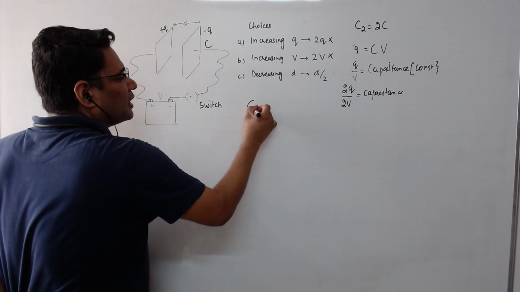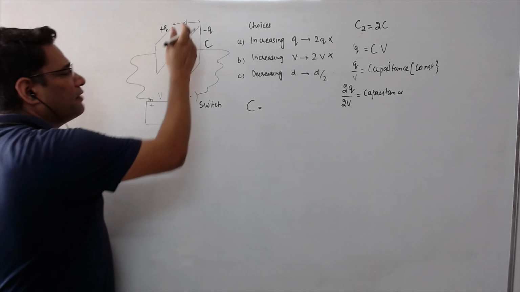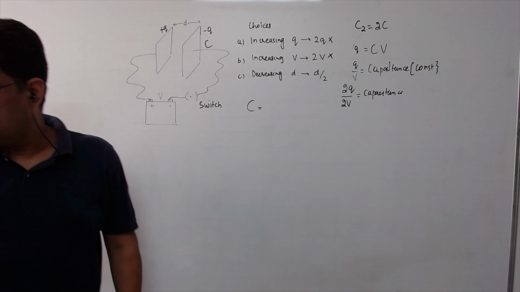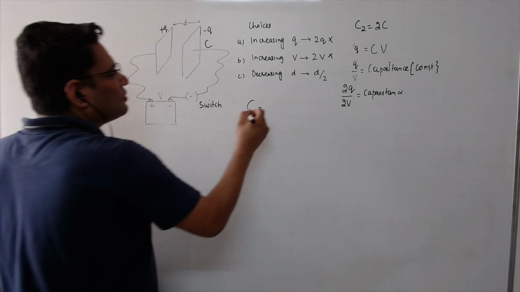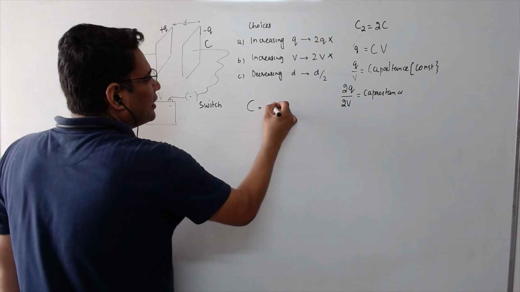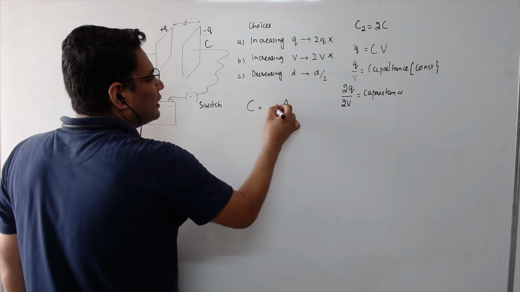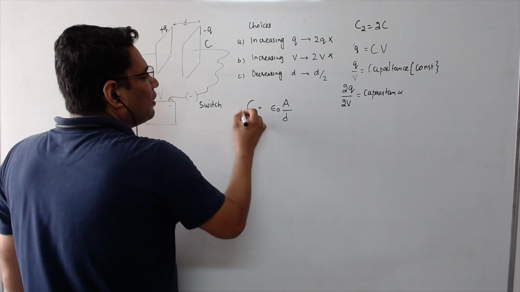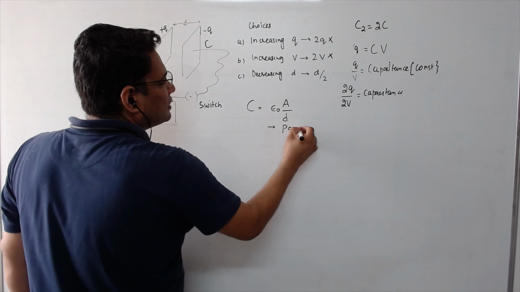Capacitance is purely dependent on geometrical factors on which the capacitance is being created from, meaning that one of them is the area of the plate and the other one is the distance between the plates, and that's the relation of capacitance in the case of a parallel plate capacitor.